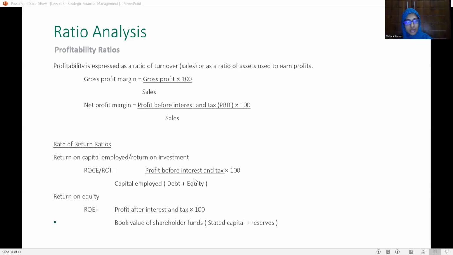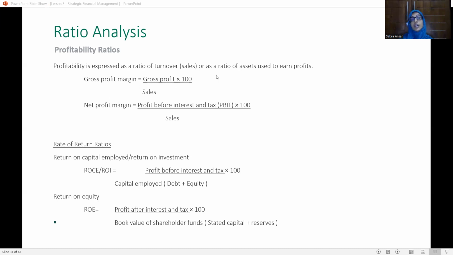Profitability ratio. Profitability is basically expressed as a ratio of turnover or sales, or a ratio of assets used to earn the profit. So whatever profit is calculated in the income statement or statement of comprehensive income will be calculated in comparison to sales or the assets. One method used here is the gross profit margin.